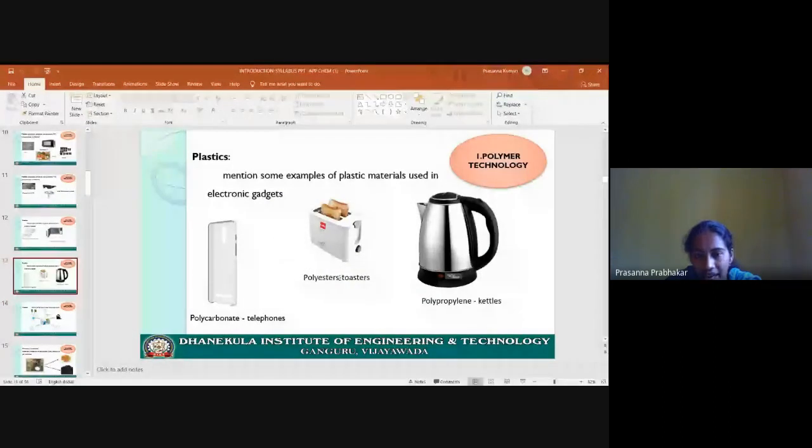So plastics may be used in various fields like electronic gadgets, domestic household materials, packaging industry, automobiles, telecommunications. In various fields, plastics are regularly used. So these are the applications of plastics.